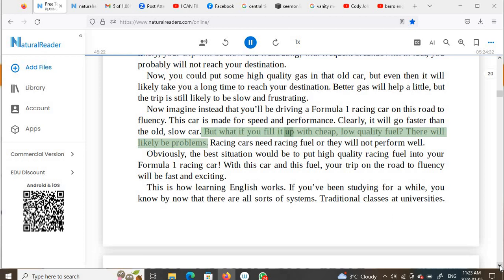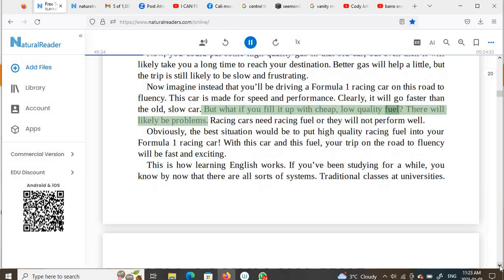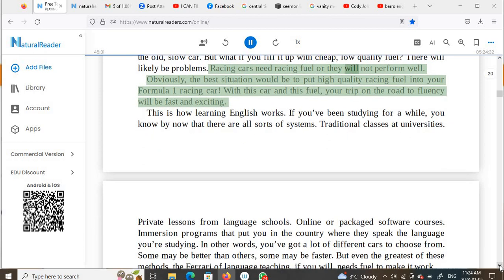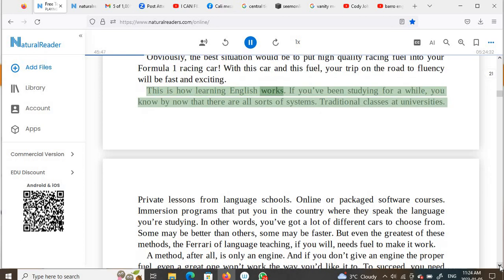But what if you fill it up with cheap, low-quality fuel? There will likely be problems. Racing cars need racing fuel or they will not perform well. Obviously, the best situation would be to put high-quality racing fuel into your Formula One racing car. With this car and this fuel, your trip on the road to fluency will be fast and exciting. This is how learning English works.